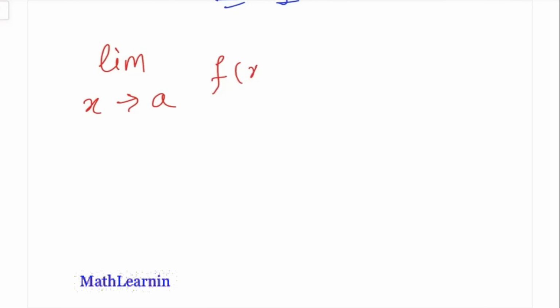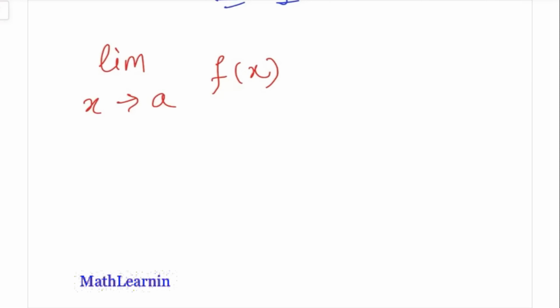So enough of understanding the types of functions. We'll focus on this definition: limit x tends to a of f of x. What does it mean? And when does it exist? When LHL is equal to RHL is equal to the function value. What is the function value when x tends to a?